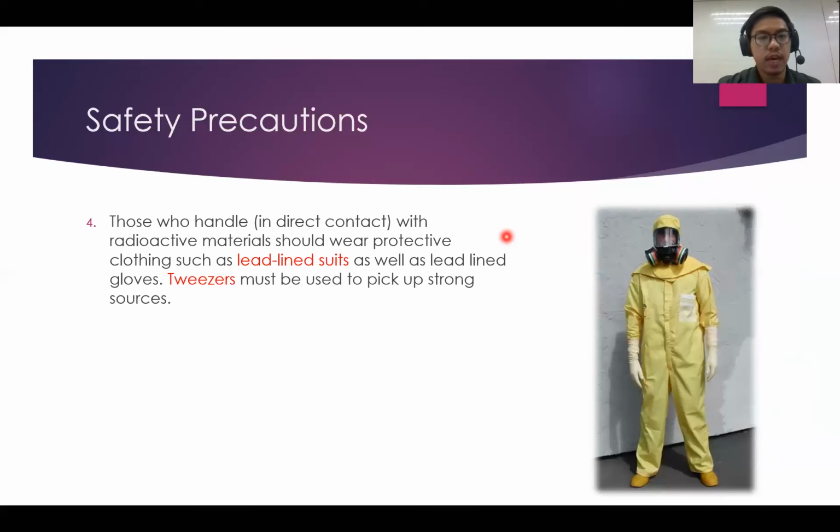Number four, those who handle or are in direct contact with radioactive materials should wear protective clothing such as lead-lined suits, like the one shown here in the picture, as well as lead-lined gloves. Tweezers must be used to pick up strong sources. So if you know what tweezers are, those are like pangapit, in order to pick up the radioactive substances. Now these suits, as you know, lead is a type of metal and it's quite heavy. So these suits are very heavy actually because they are covered with lead.